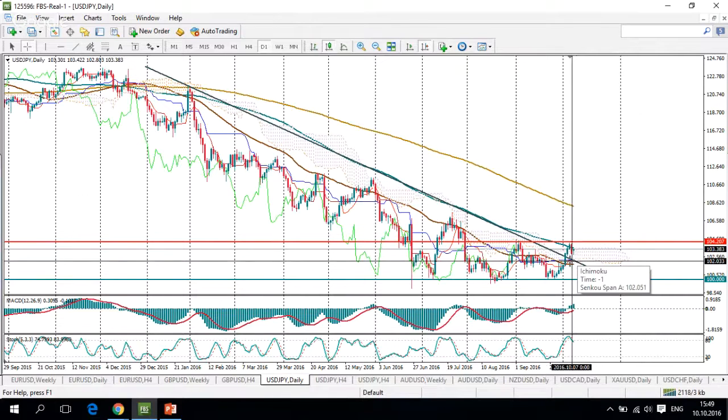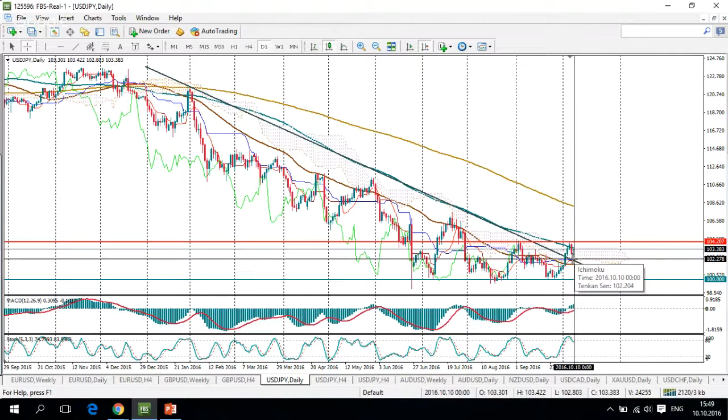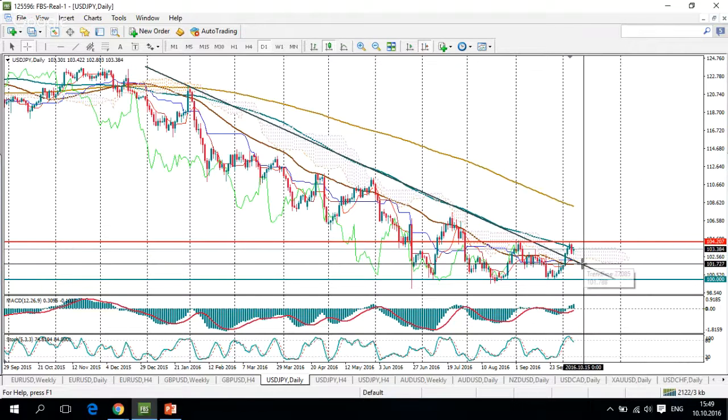The support is located near the area of 102. This is the previous resistance and now support line. Also, this is the bottom of the daily Ichimoku, and not far from that is another support in form of 1,500-day moving average around 101.70.